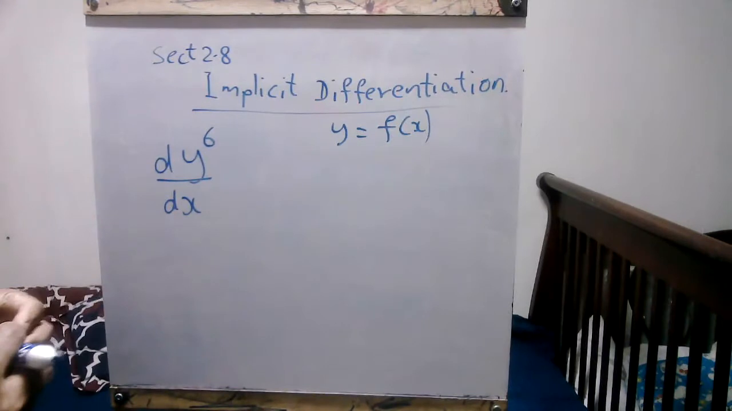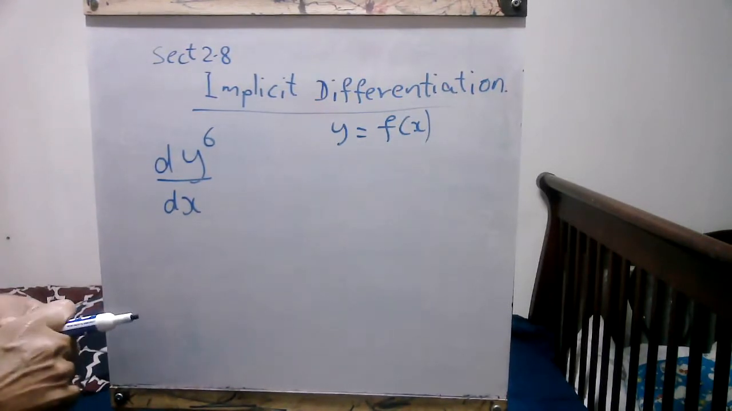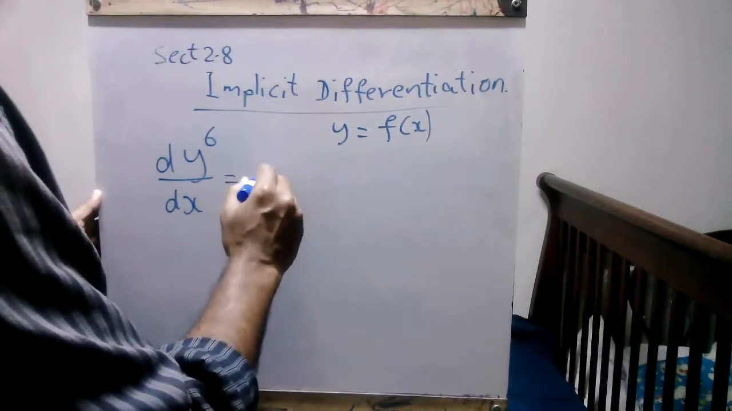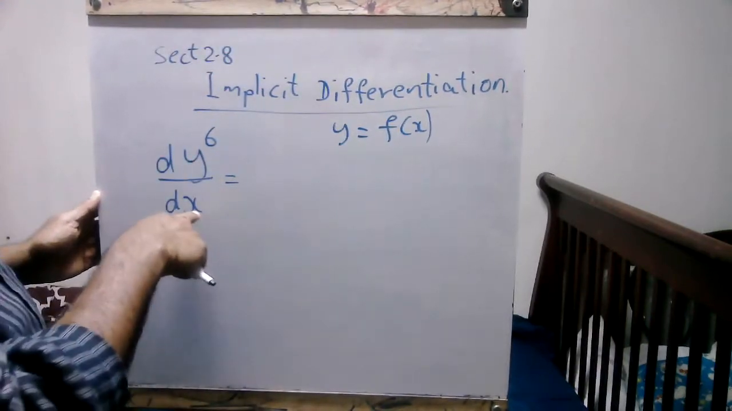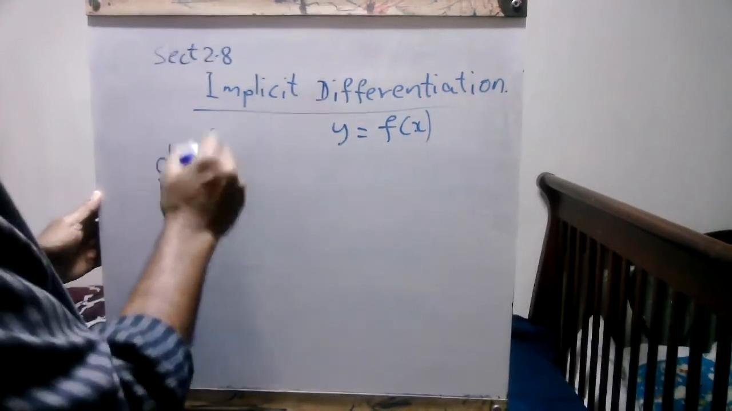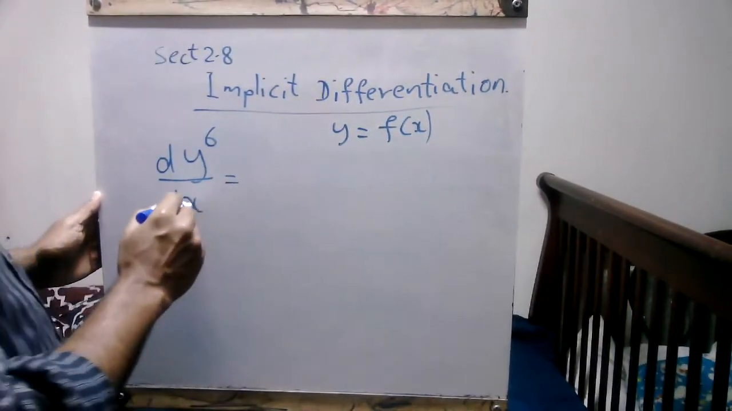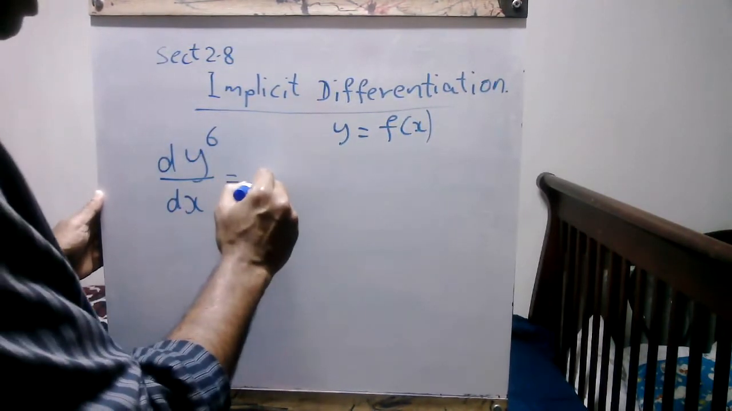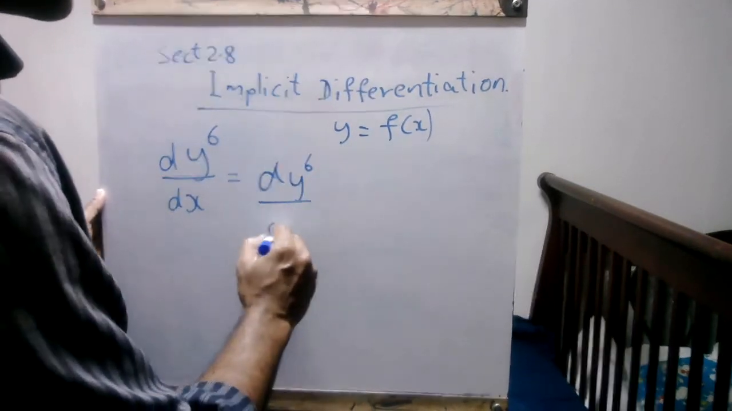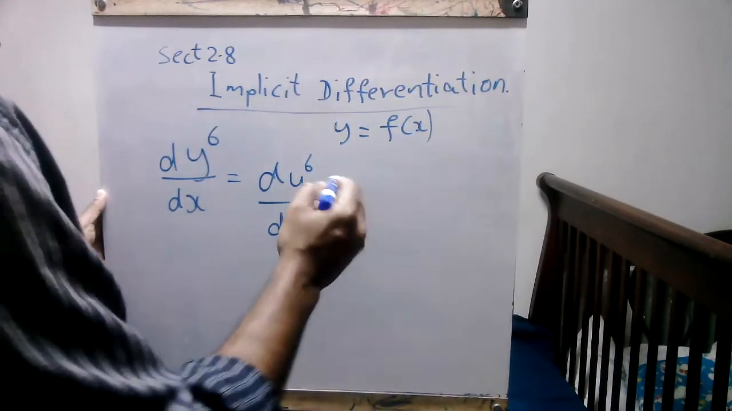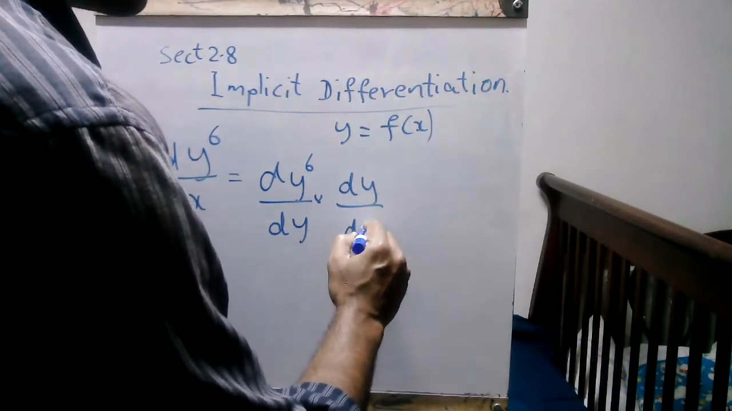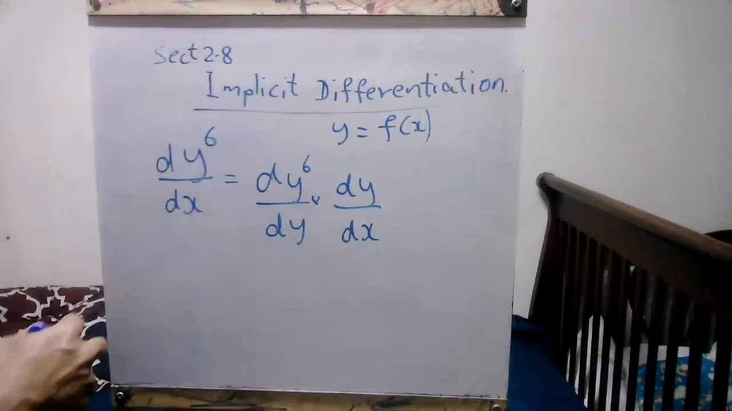We know from the chain rule we can write this as, since we cannot differentiate y with respect to x directly, first we differentiate this function y to the power 6 with respect to y, meaning we do d(y to the 6) over dy, then multiply this with dy/dx, y with respect to x, right? This is from the chain rule.